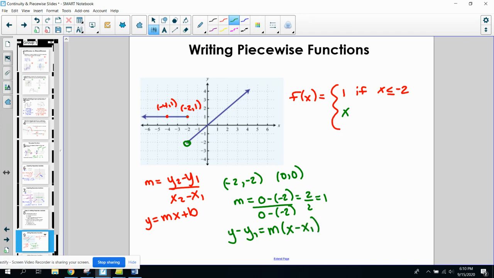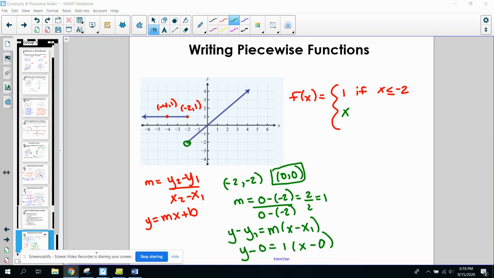Okay, that's point slope form. If I pick a point, so out of these 2 points, I'm going to pick one. I'm going to pick this one because it's easier to use. I'm going to plug it in for the y1 and the x1. So I have y minus, the y value here is 0, equals m, which we found was 1, and then x minus the x value, which is 0.